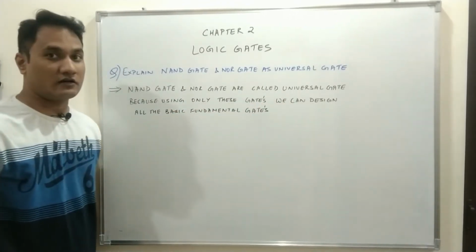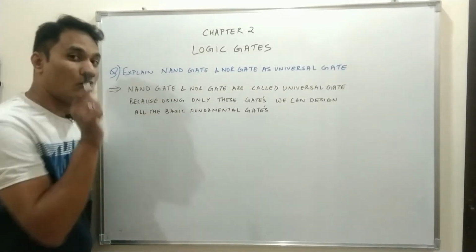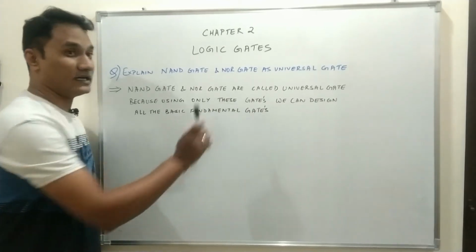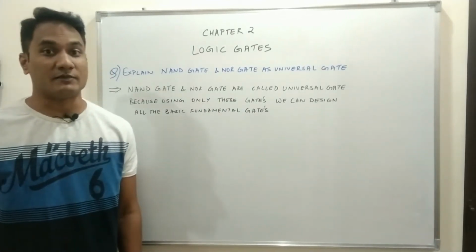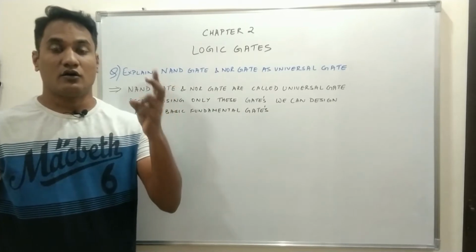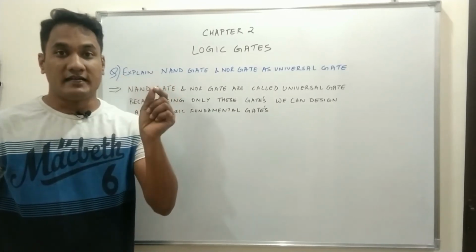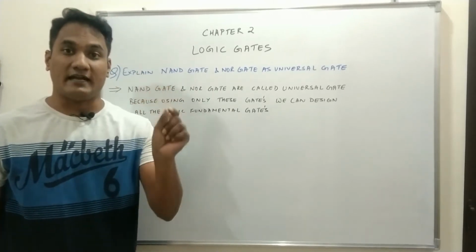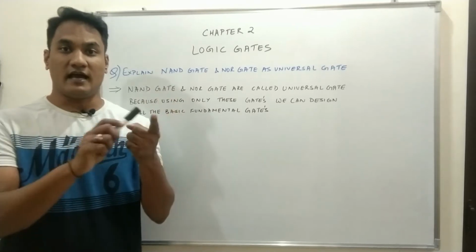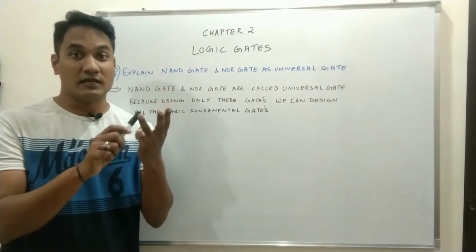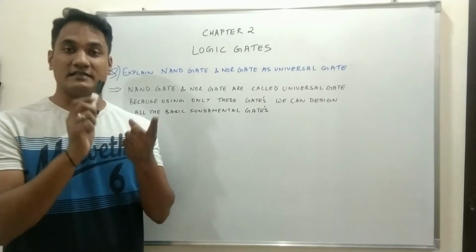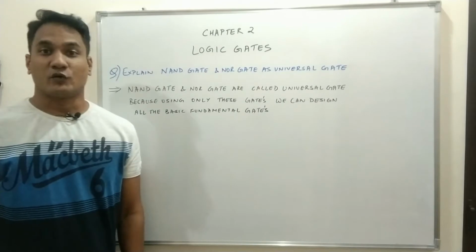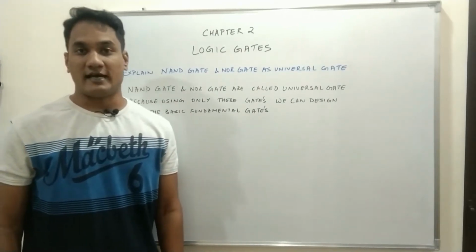NAND gate and NOR gate are called as universal gate because using only these gates we can design all the basic fundamental gates. Fundamental gates, that means AND, OR, NOT. So using only NAND gate we can design AND gate, OR gate, NOT gate. Similarly, using only NOR gate we can design AND gate, OR gate, NOT gate. So we can design the basic gate by using only these two gates. Therefore it is called as universal gate.